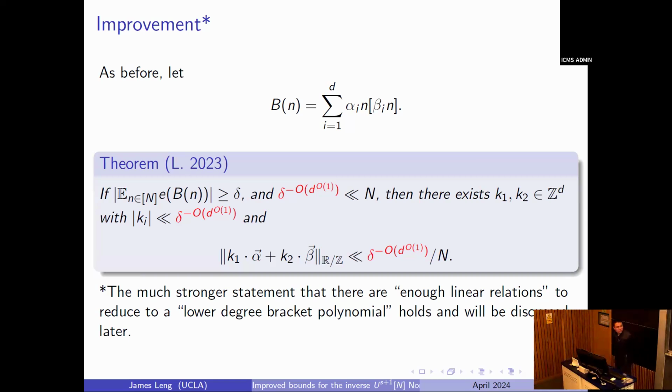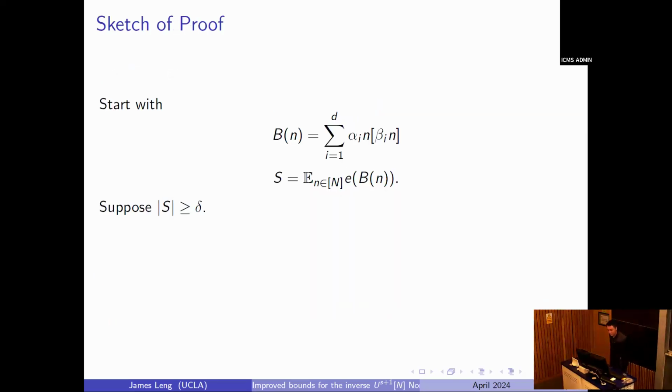So the rest of the talk will be roughly a proof, or a sketch of the proof, of this theorem. We're going to start with our bracket polynomial, a sum of d of these quadratic bracket polynomials. And then I'm going to let S be the exponential sum over it, and suppose that it's very large.